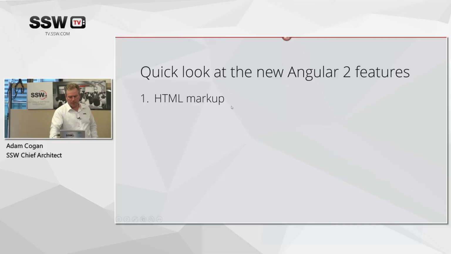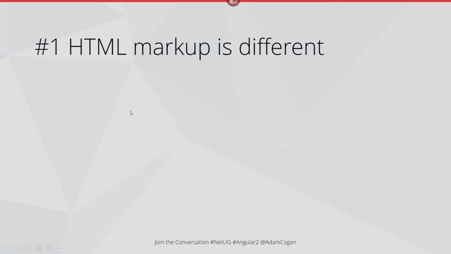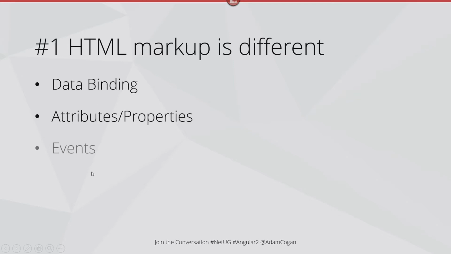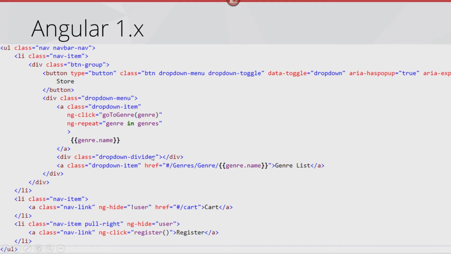All right, so look at these are the new Angular 2 features. It has HTML markup, observables, dependency injection, and security. So let's walk through that. HTML markup in Angular 1 had a lot of differences from Angular 2. So there was data binding, attributes, events, and templates, and I'll just walk you through that.